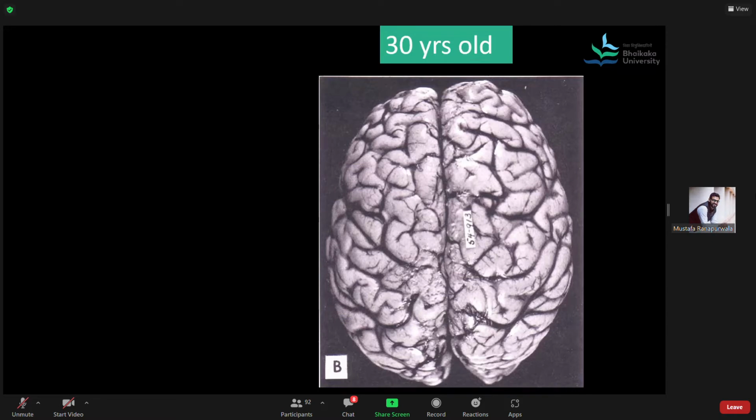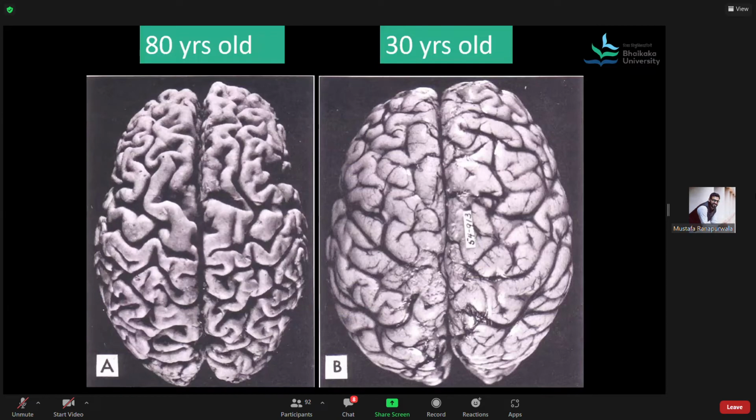So right here you can see the brain of a 30-year-old male patient. Compare this 30-year-old brain with the brain of an 80-year-old adult male patient. Can you see any stark difference? Yes, you can see how the sulci have widened and the gyri have shrunk, classically showing the discrepancy in the size of the brains. We classically call this senile atrophy.